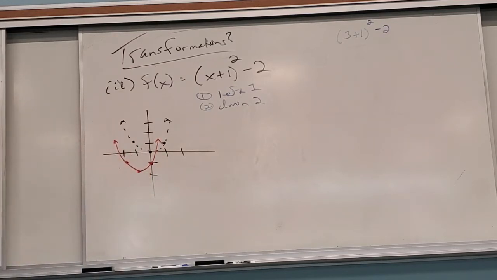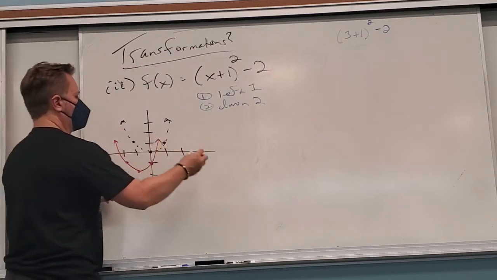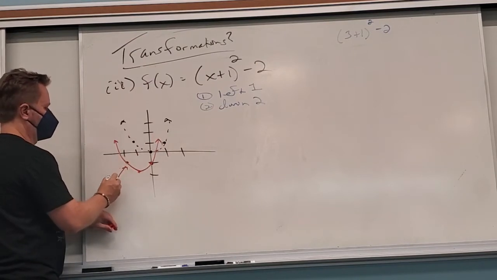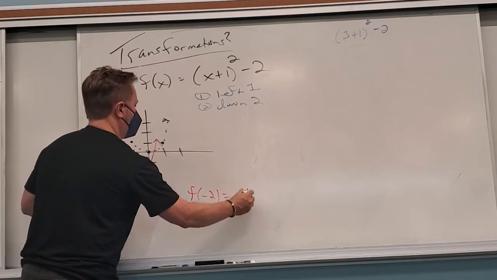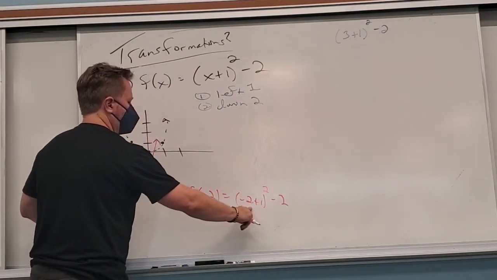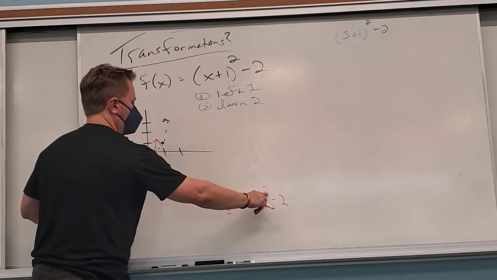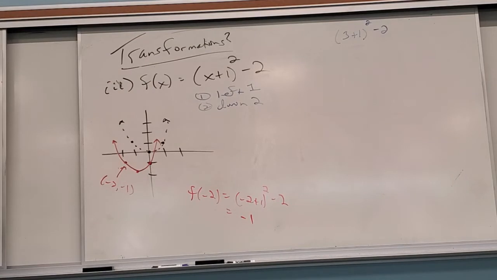How do I check that? Plug something in. So negative 2 is supposed to have a negative 1 output. If I put a negative 2 in, what do I get? Negative 2 plus 1 is negative 1, squared is 1, minus 2 is negative 1, which is what it's supposed to be. I feel pretty good.